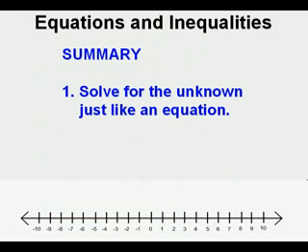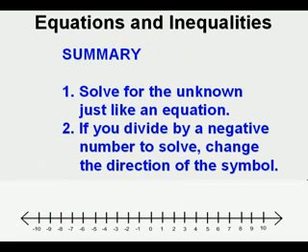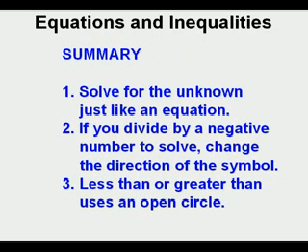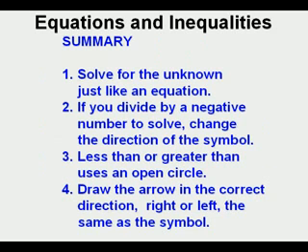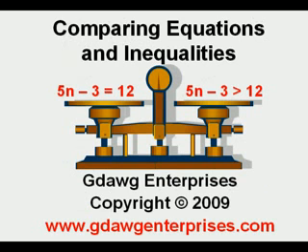So let's summarize. We've covered a lot with this video. We solve the inequality just like we would an equation. If we have to divide by a negative number to solve, we need to change the direction of that symbol. We need to remember that less than or greater than is graphed as a small open circle. We need to draw the arrow in the correct direction, which would be the same as the symbol. This has been Comparing Equations and Inequalities.